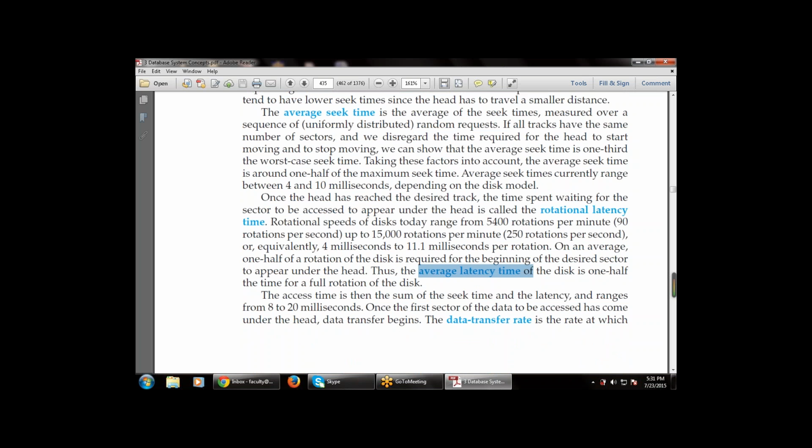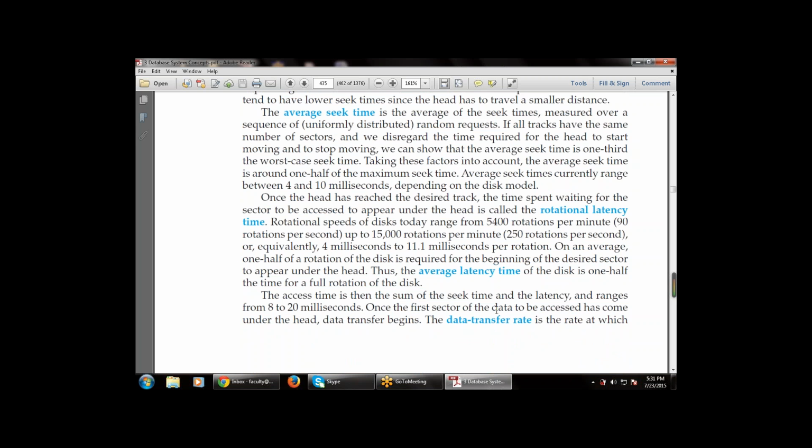Therefore, the average latency time of the disk is one half the time for a full rotation of the disk. The access time is then the sum of the seek time and the latency time. So the access time means the addition of the seek time and the latency time, that ranges from 8 to 20 milliseconds.